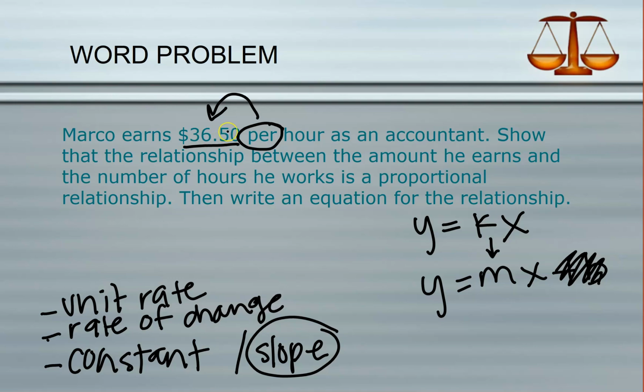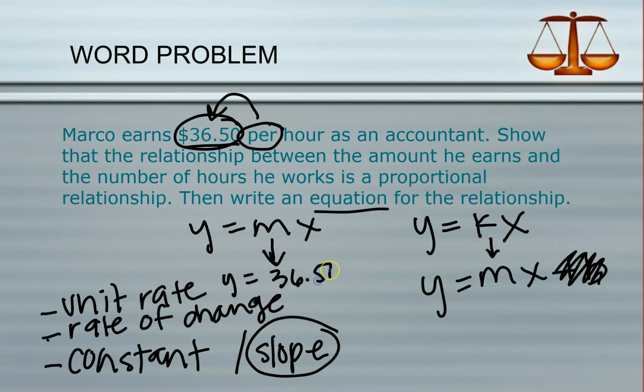So here, our constant or our slope will be 36.50. To write the equation, y = mx. My constant right here was 36.50, so y = 36.50x. All right, so again, word problems should be easy right now. That is your constant. Constant means something that just keeps on repeating. If Marco works another hour, it's another 36.50. If he works another hour, it's another 36.50, and so on. That's why it's a constant.